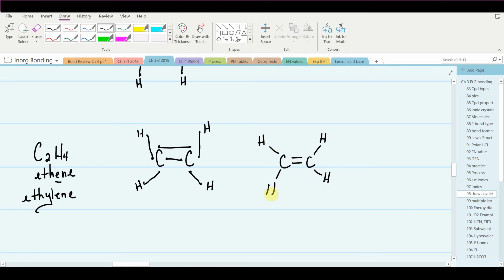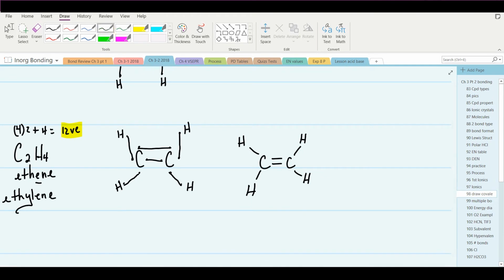How many electrons do we have? 4 times 2 plus 4. Looks like 12 valence electrons. Do we show that here? Bonding electrons, non-bonding electrons makes valence electrons. 2, 4, 6, 8, 10, 12. Plus 0, 12, that's good. We didn't create or destroy any electrons.